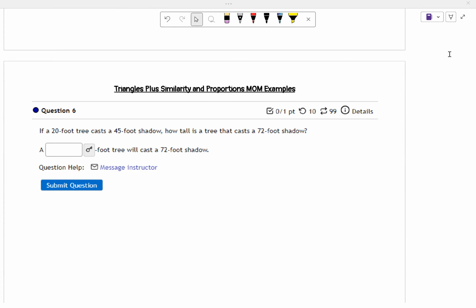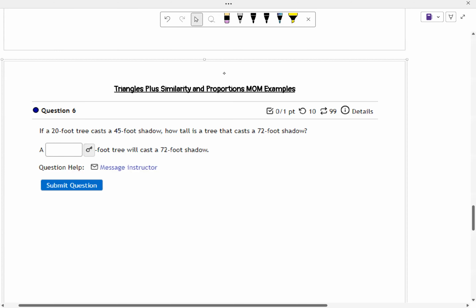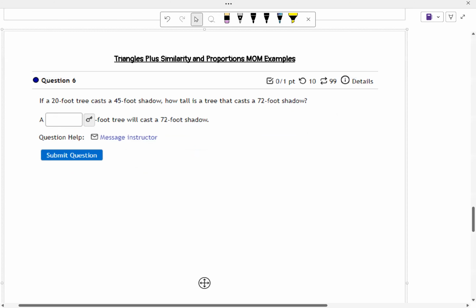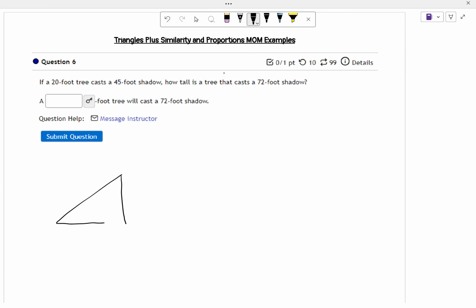So question number 6: if a 20-foot tree casts a 45-foot shadow, how tall is a tree that casts a 72-foot shadow? One of the things that I really like to do is draw diagrams. I find that really helpful even when I'm doing homework online like this MyOpenMath, okay? So I'm going to go ahead and draw the first diagram.